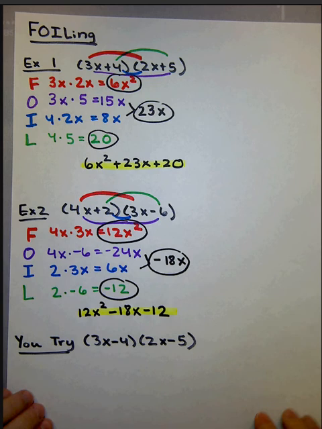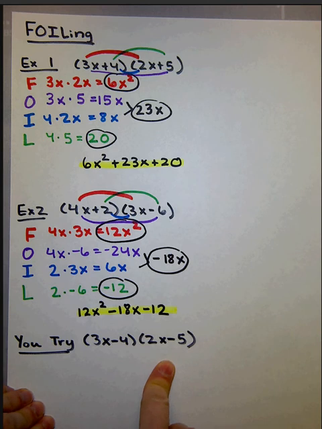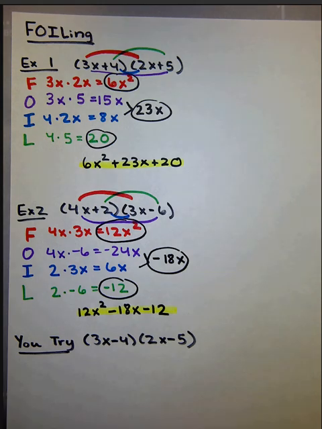Okay, so just like before, I want you to try to do this one. And I don't want you to use the distributive property. I want you to try this one using FOIL. So go ahead and copy it down. Try it on your sheet of line paper. Pause the video. Once you've done it, go ahead and start it. And we'll go over it and make sure you've done it correctly.